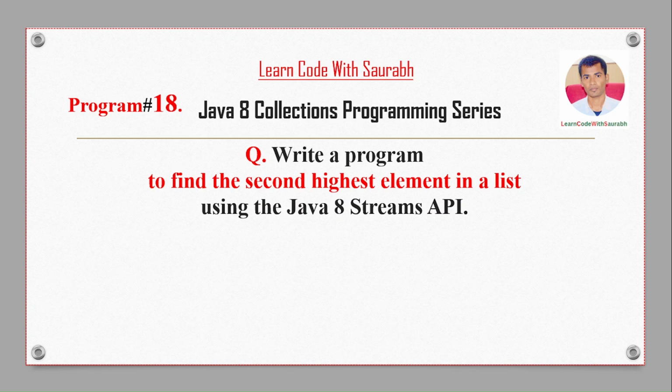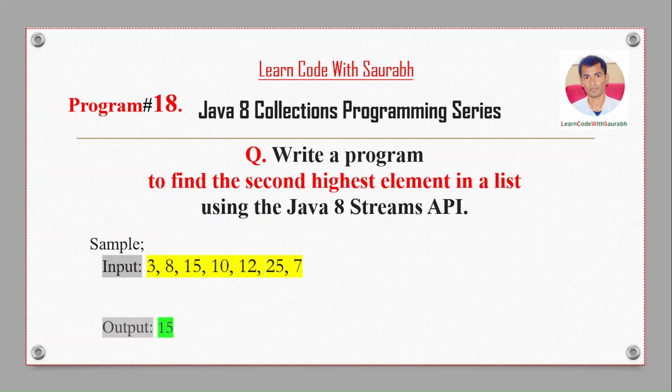Today I'm going to show a program where we will find the second highest element in the list. So you can see that we will take a list of integers, and then you can see the numbers: 3, 8, 15, 10, 12, 25, 7.